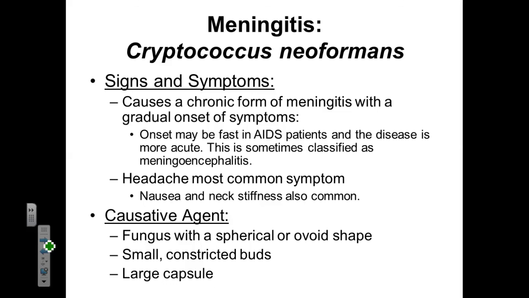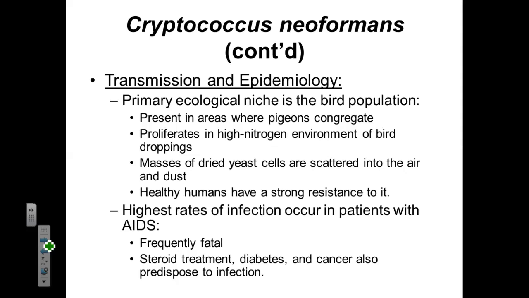Our causative agent is going to be a fungus, and this fungal-based infection, or mycosis, has this particular strain of fungus with a spherical or ovoid shape, and will have very small constricted buds that will be emitted from it, but also will have a large capsule to help prevent phagocytosis.